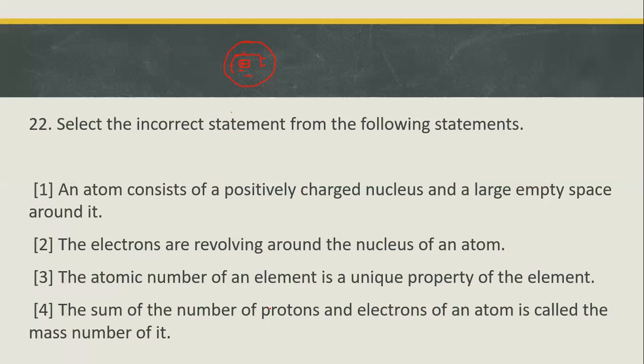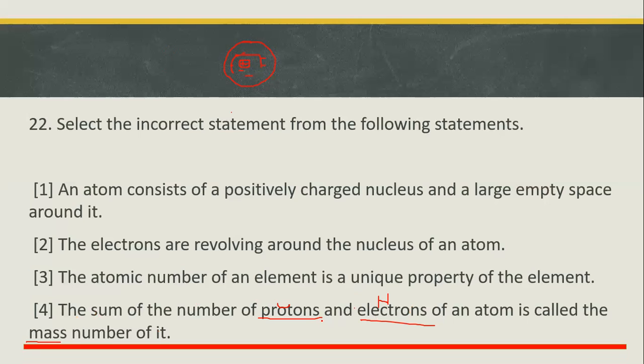Sum of the number of protons and electrons of an atom is called the mass number. Sum of the number of protons and neutrons is mass number. Protons and electrons are atomic number. So the incorrect answer is the sum of the number of protons and electrons of an atom is called the mass number.